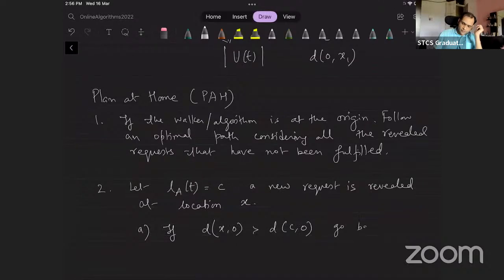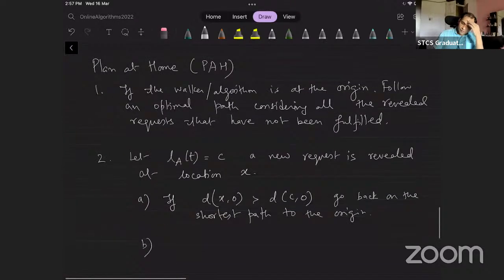Go back on the shortest path. That is essentially a straight line on a metric space, whatever the shortest path might be. Go back on the shortest path to the origin. So don't worry about fulfilling anybody. Just run towards your origin.